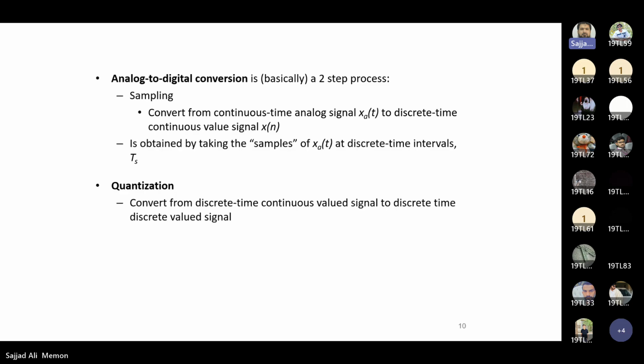So this conversion from analog to digital is a two-step process. One is sampling and one is quantization. We already defined what is sampling, that converts a continuous time analog signal to discrete time continuous valued signal, and is obtained by taking the samples of analog signal at discrete time intervals, whereas quantization converts from discrete time continuous valued signal to discrete time discrete valued signal.